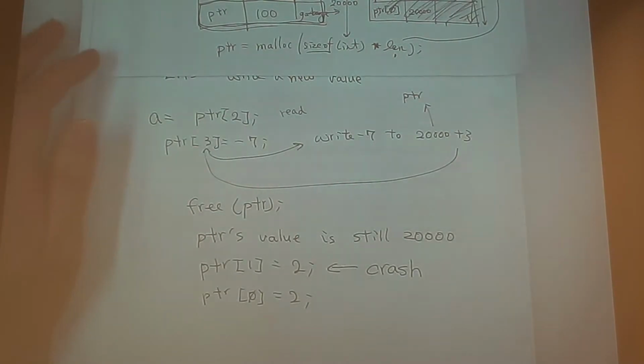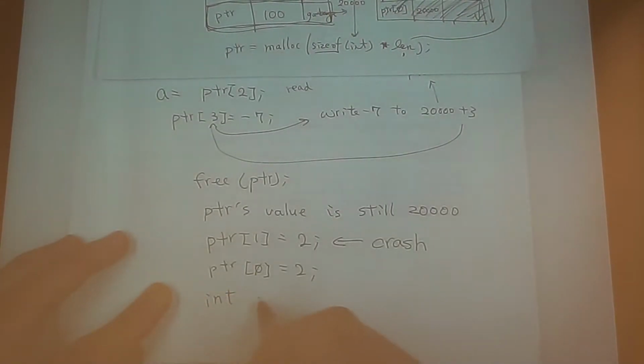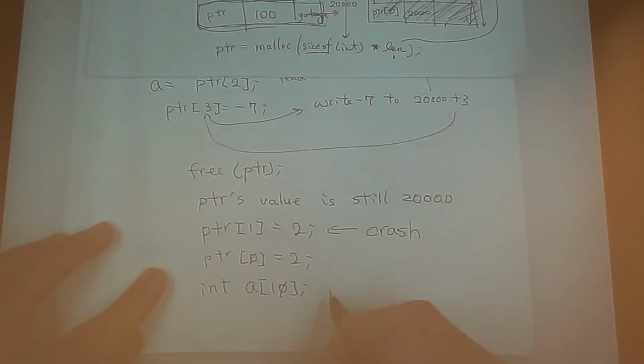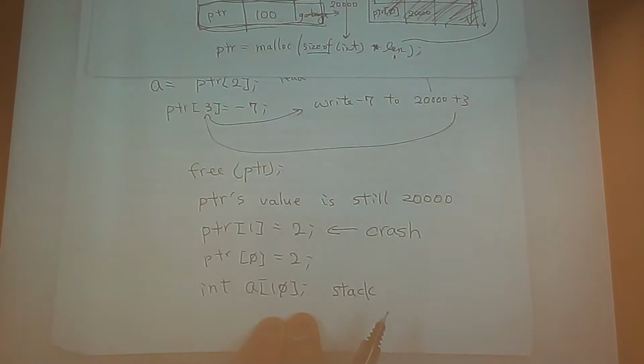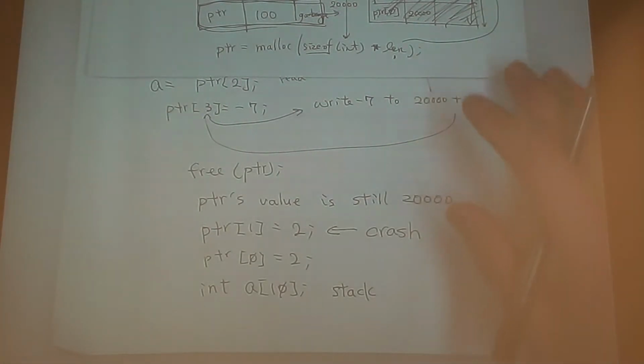If we say int a of 10, we're creating an array, int a of 10. Would this be on the heap memory or stack? It will be stack memory, because you create it when you write the program. So stack memory, this will look like the following.